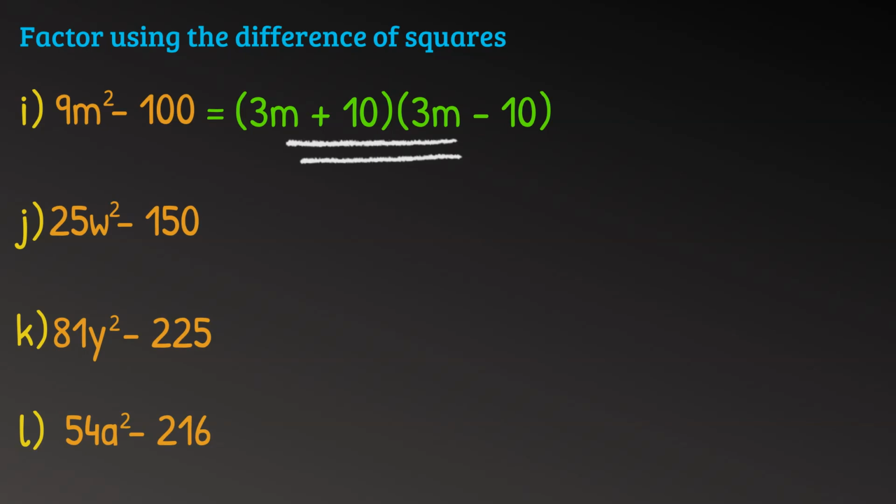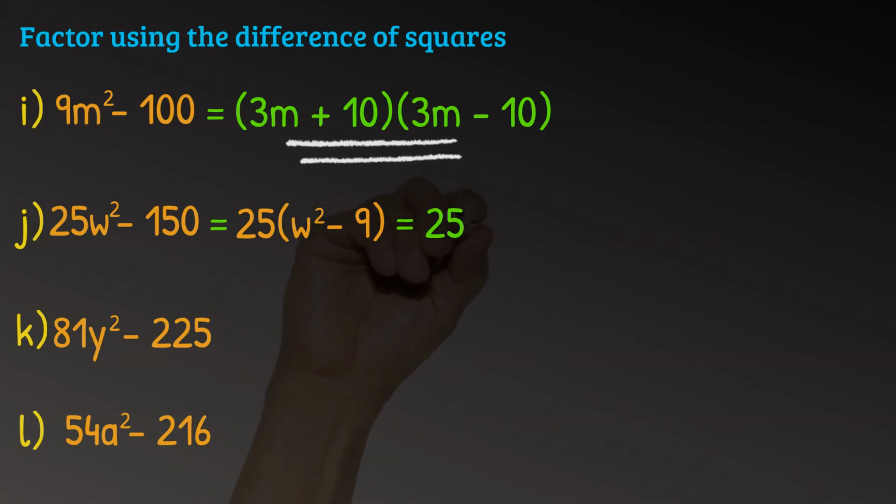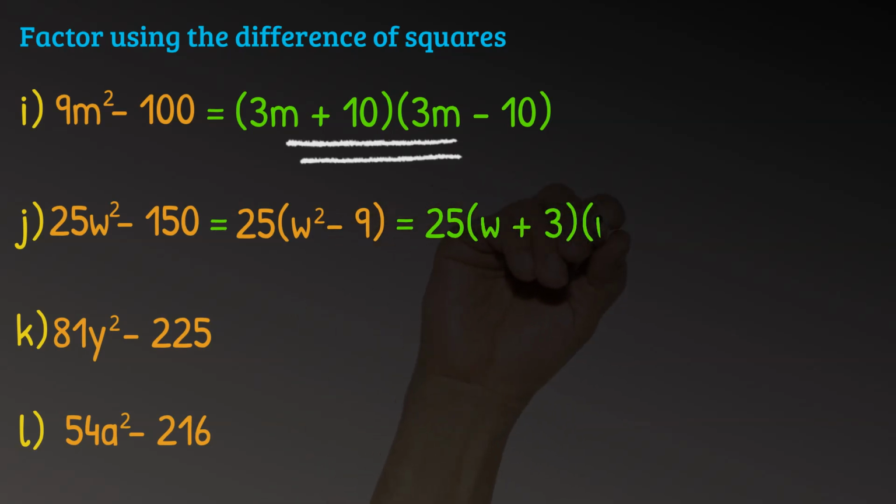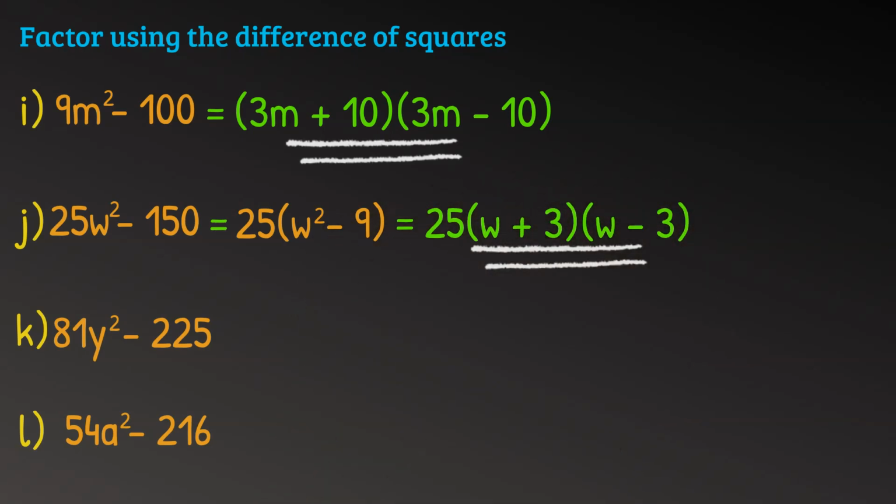Now, a bit of a clue here is you can see that 150 is divisible by 25. And if we did take 25 out, we're left with w squared minus 9 inside the bracket. And we can use the difference of squares on that. So our final answer would be 25 times by w plus 3 times by w minus 3.